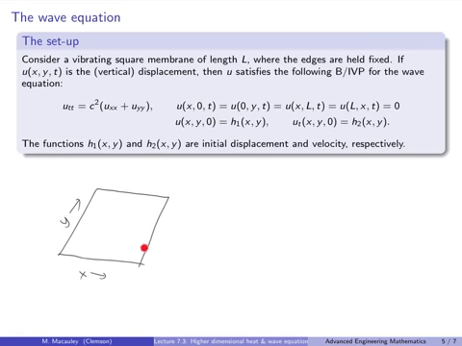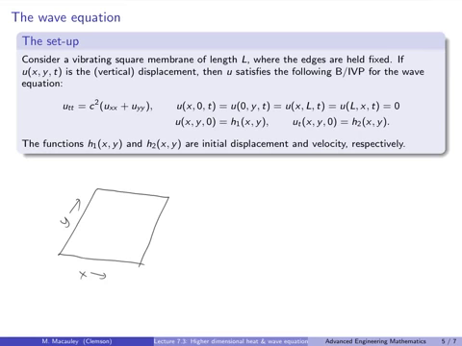The edges are held fixed. So if this is a trampoline, then the edges are not moving. And u of x, y, t represents the vertical displacement at some point in position x, y at time t. Then u satisfies the following boundary and initial value problem for the wave equation. So first is the wave equation, utt equals c squared Laplacian of u. This is just physics. Now we have these four boundary conditions saying that the sides are all held fixed, and u of x, y, 0 is some initial displacement, that's a function h1 of x and y. And then the initial velocity, ut of x, y, 0, is some other function h2.